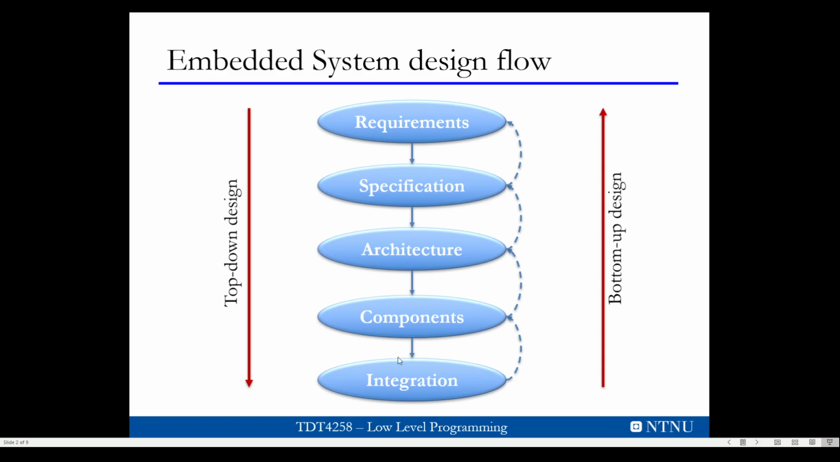Also, it's not necessary while going up to just go one step backward. We might need to go from integration directly to architecture, or maybe from components directly to specification, or some other combination. Also, while going down, we do not always go from one stage to the next stage directly. For example, while going from specification to architecture, we might decide this architecture is not good enough to meet those specifications, and either we make the architecture again, or we might need to adjust our specifications. So we do not go down from architecture to components, rather we go back from architecture to specifications to redefine our specifications themselves.